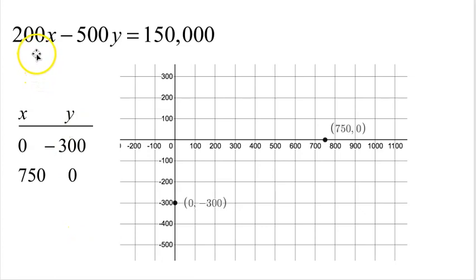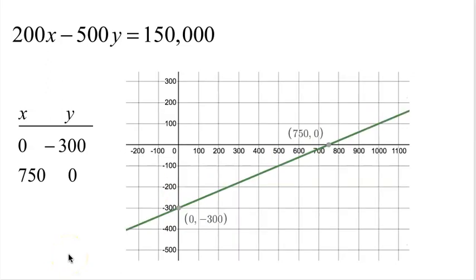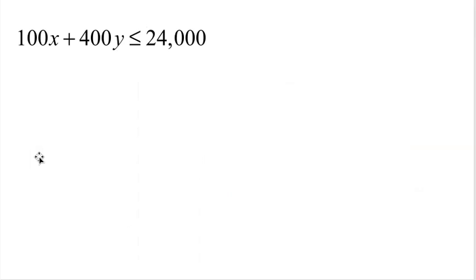So to construct the equation of the line, 200x minus 500y equals 150,000, connect those 2 points. What will that look like? It will look like that. Okay, we'll finish up this lesson with an inequality, also with large numbers. So I want 100x plus 400y to be less than or equal to 24,000.